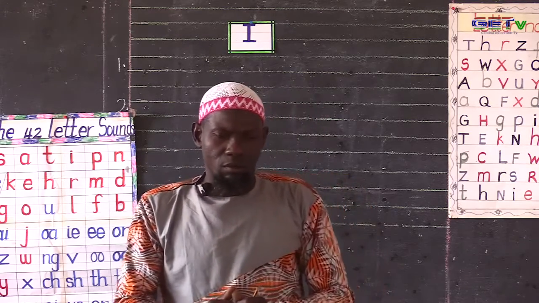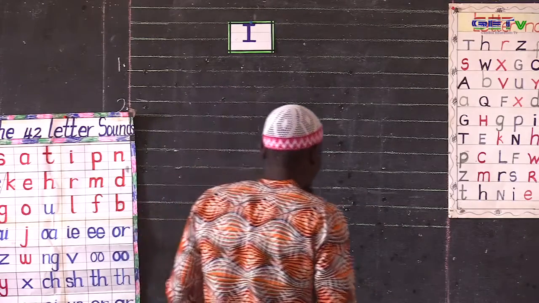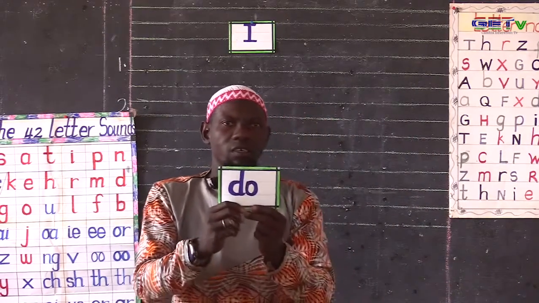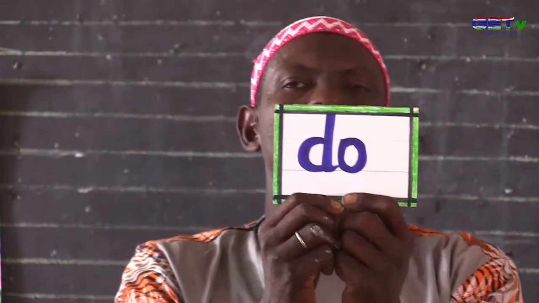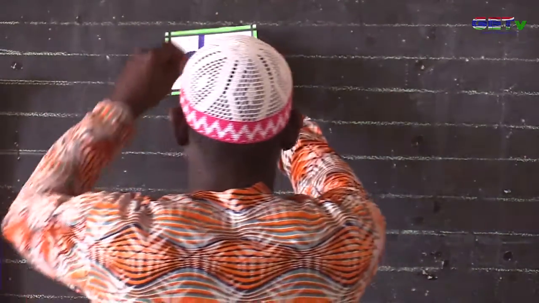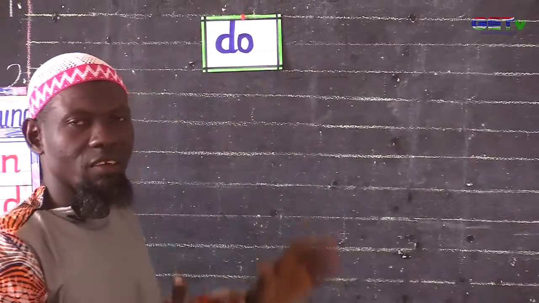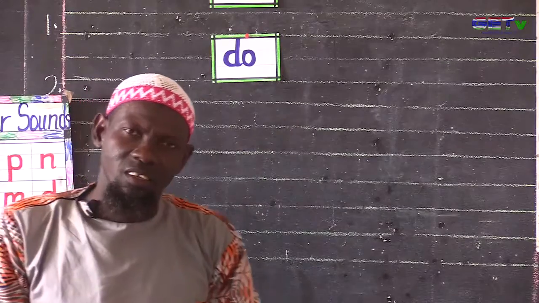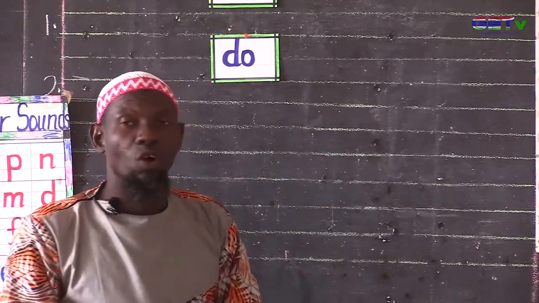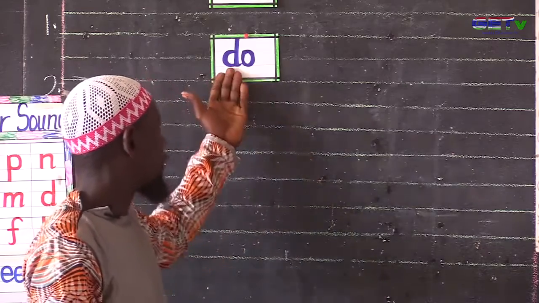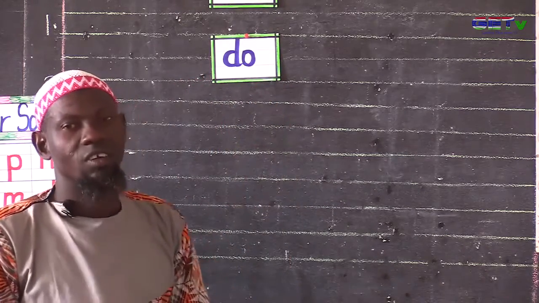Let's look at a second one, just to show an example. The second one we have is, can you spell it? D-O. Very good. D-O. If we want to use the blending, what is the sound for D? D. What is the sound for letter O? O. Good. Now we have D-O. Let's use the blending skill. D, O, do.